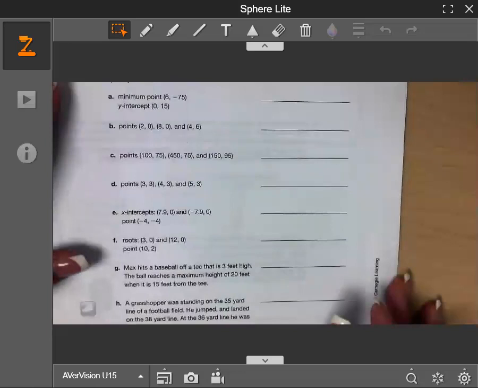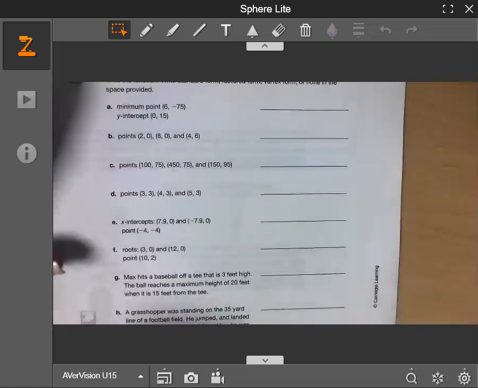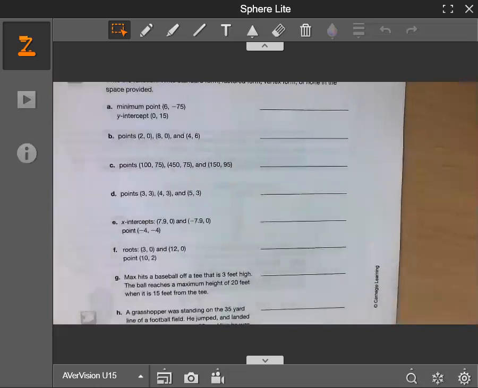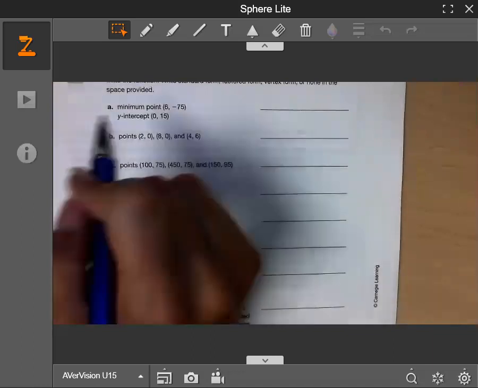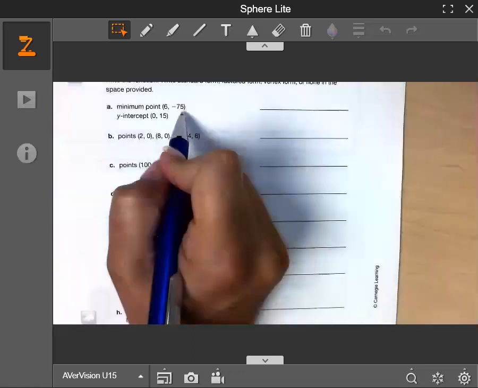Now, the first thing you're going to want to do when you're given information is to decide which one of those would be the best to write them. So here is a couple examples we'll just run through. They gave us a minimum point of 6, -75, and a y-intercept of 0.15.